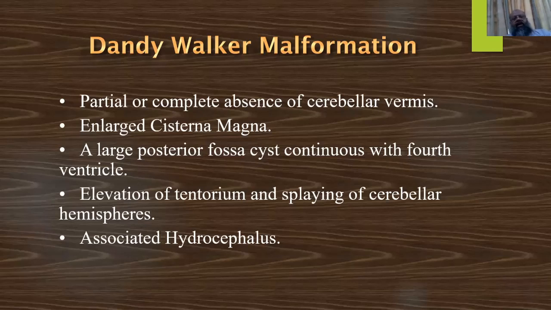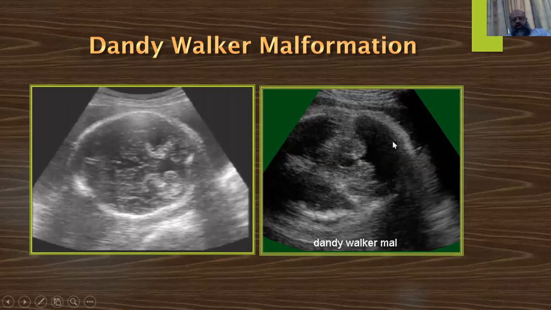which is the partial or complete absence of cerebellar vermis, enlarged cisterna magna, a large posterior fossa cyst continuous with the fourth ventricle, elevation of the tentorium and splaying of the cerebral hemispheres. Associated hydrocephalus can also be seen. Here you can see the occipital region, cerebellum, the vermis of the cerebellum is not formed. That's why we call it agenesis of the vermis of cerebellum. The two lobes of cerebellum look separate, which increases the distance of the cisterna magna, which in any condition must be less than 0.5 centimeters, which is 5 millimeters. So in this way it will increase because we will measure from here to here.